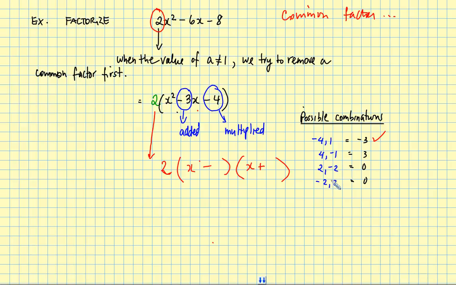Now, 2 and negative 2 will always bring my answer to 0 for the x when I sum them, so it can't be the 2 and negative 2. The only one that works is negative 4 and 1, because negative 4 times 1 does equal negative 4 when multiplied, and when I do negative 4 plus 1, it gives me negative 3, the sum in the middle. So it'll be x minus 4 and x plus 1.